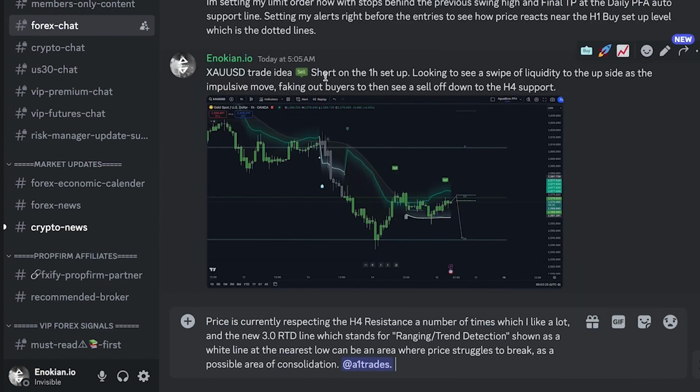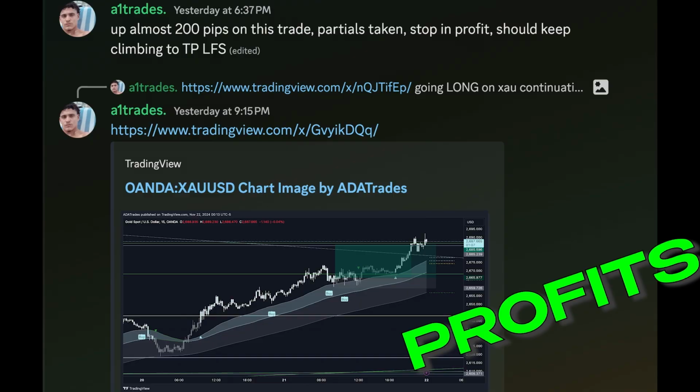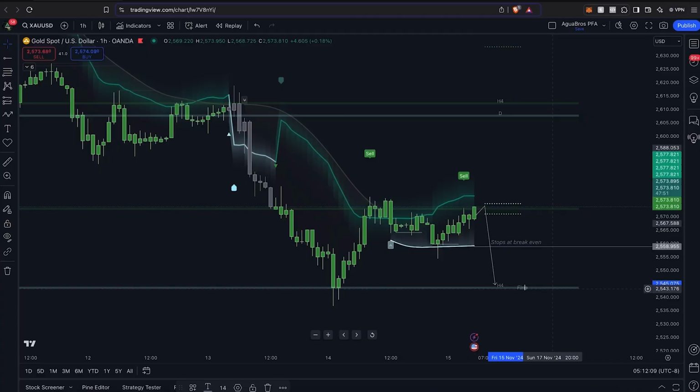I'm gonna ask A1 Trades what he thinks about this setup because he has been killing XAUUSD with Prop Firm Algo. Now back to the charts.